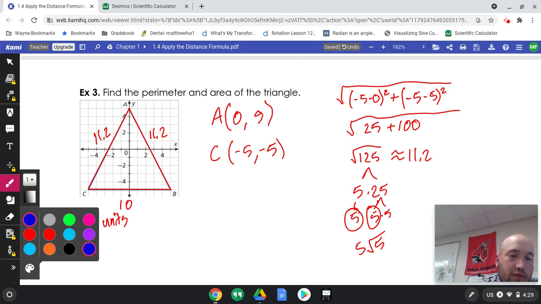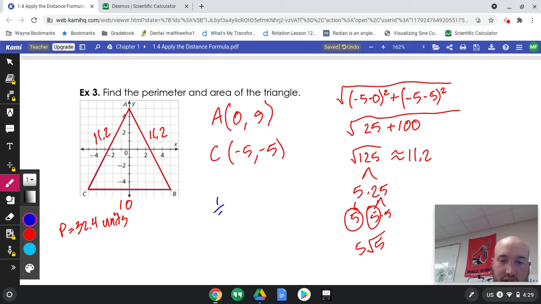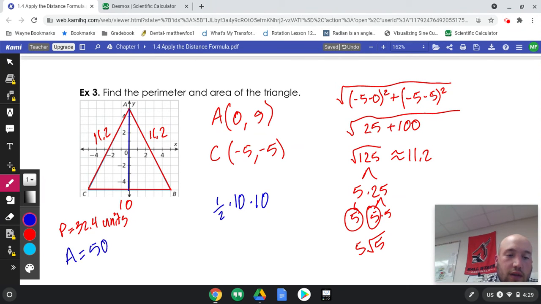Now to find the area, 1/2 base times height. So let me do this in blue. We know our base is 10, so 1/2 times 10. The height here, we measure from the bottom to the top, also 10. Half times 10 times 10. The area will be 50 units squared.